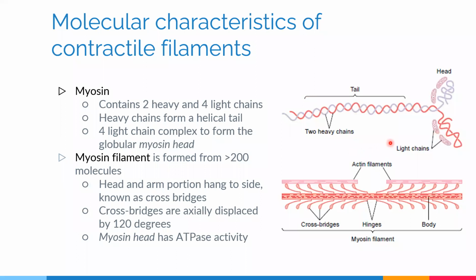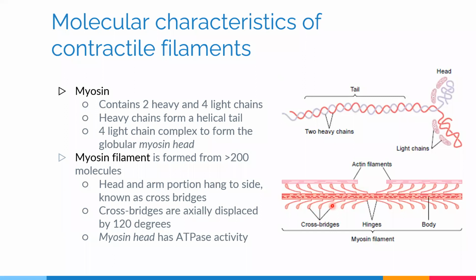Each myosin has this head portion and also a part of the tail that hangs out of the total myofibril. This is known as the arm and the head, and together they are known as cross bridges. So they hang out of the myofibril itself like a hook.